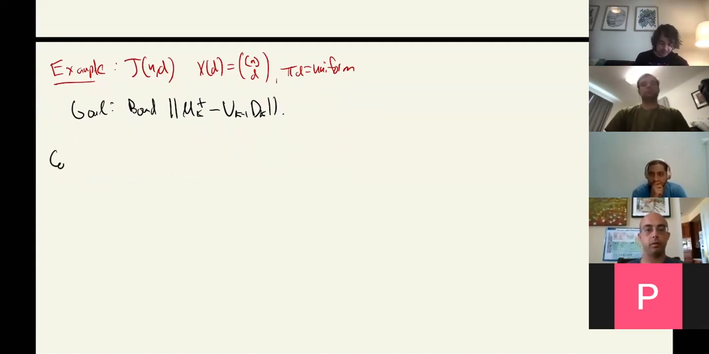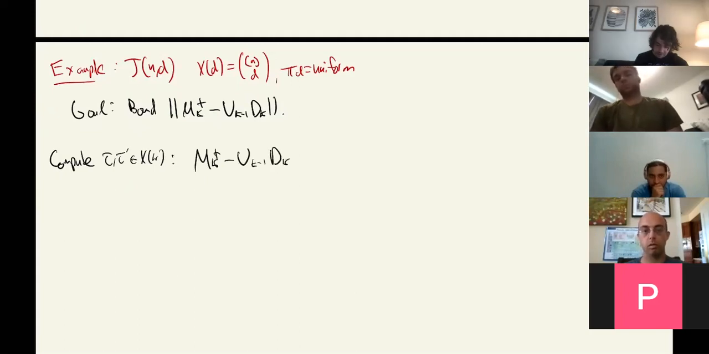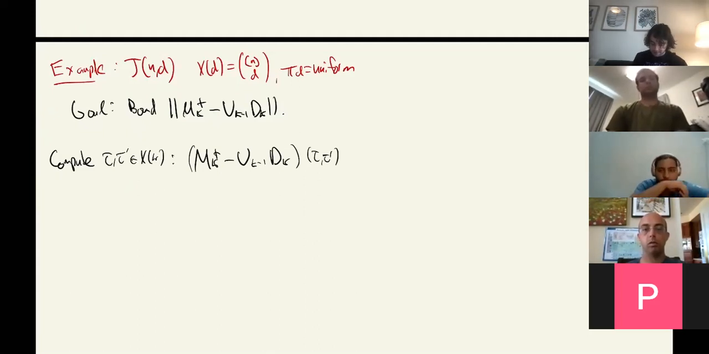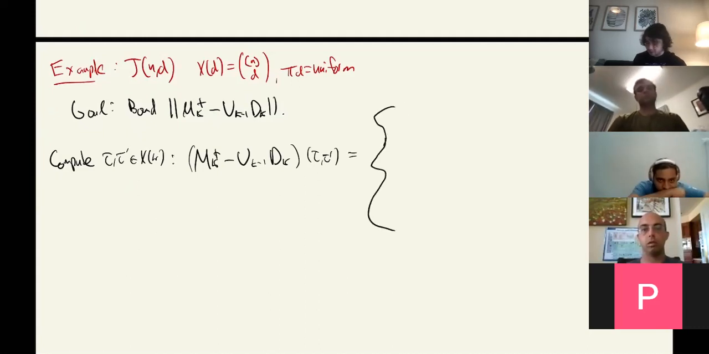So in particular, let's compute, for all tau prime and x_k, M_k^+ minus U_{k-1} D_k of tau prime. That is, the difference in transition probabilities from tau to tau prime between the non-lazy upper walk and the lower walk. I claim the following, which I'm going to leave as an exercise, and I'll mention why it's a good exercise in a second, that this is of the following form.